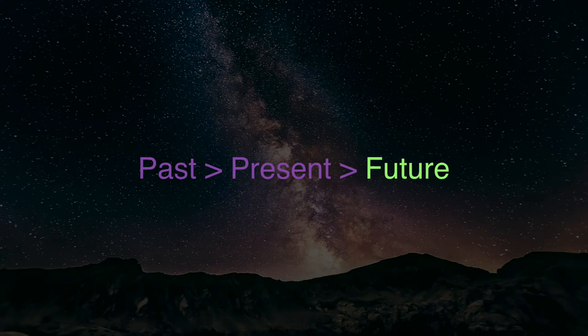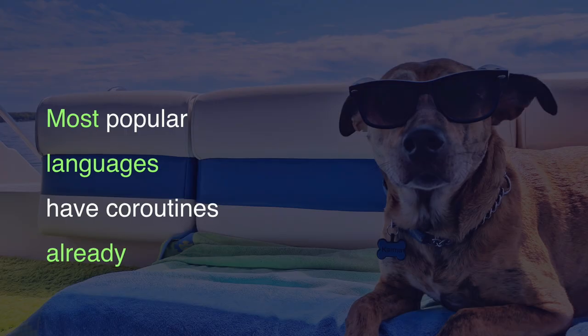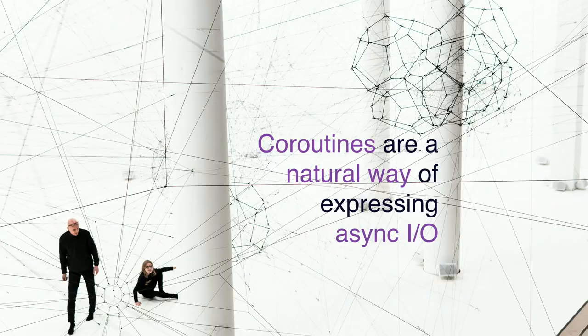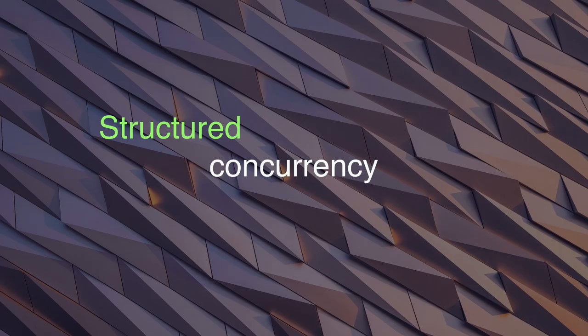So going into the future of coroutines, right now, today, most popular languages have coroutines already, and new languages have coroutines by default. So I think it's pretty safe to say they're probably not a fad on Android. I just saw a new language come out like 2 weeks ago that had almost an exact implementation of Kotlin's coroutines. They're just the default thing languages have nowadays. And the reason for that is because coroutines are a natural way of expressing asynchronous I/O.